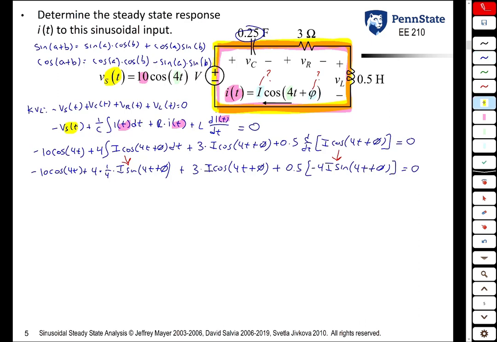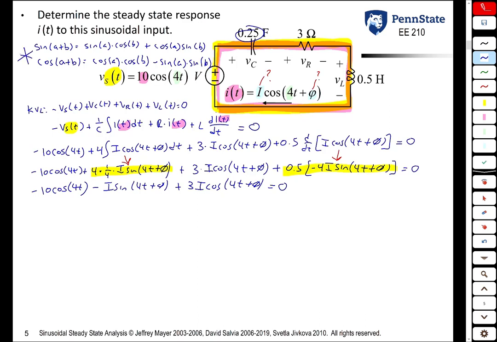Next thing we see is that this term and this term are both sines, so we can combine them. So we now get minus 10 cosine of 4t. Now we had plus I sine of 4t plus phi minus 2I sine of 4t plus phi. Putting those together, we get minus I sine of 4t plus phi plus 3I cosine 4t plus phi equals 0.